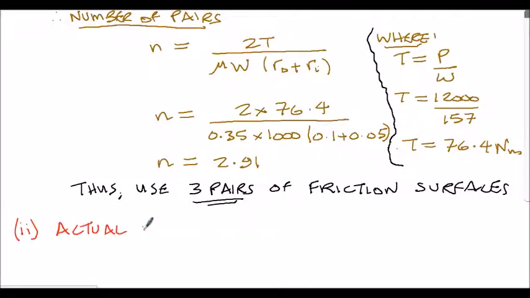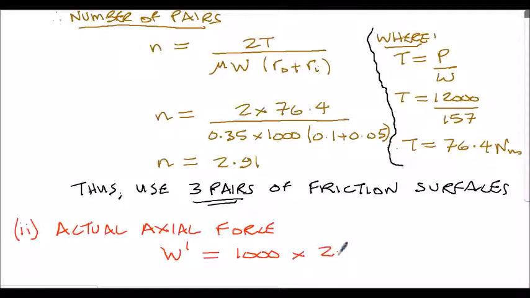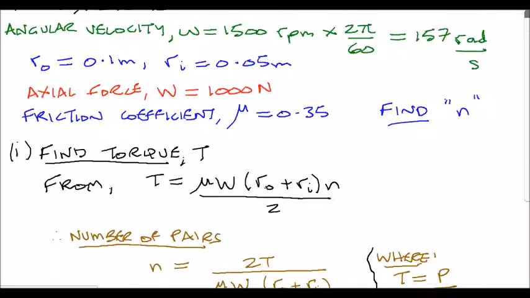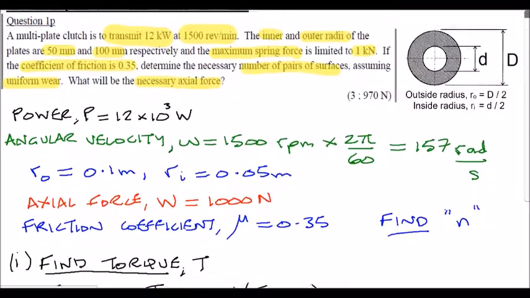So the actual axial force, so W dash if you like. It's 1,000 is what we initially applied. That related to 2.91 pairs of friction surfaces, but we're going to use 3, so we can just factor down what that force would be. I get a value of 970 newtons, so we actually need 30 newtons less, is what it's saying. Okay, so that's the actual axial force. Is that okay? So that's the question 1p.